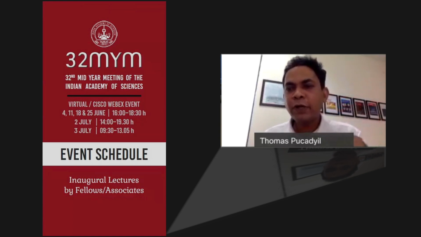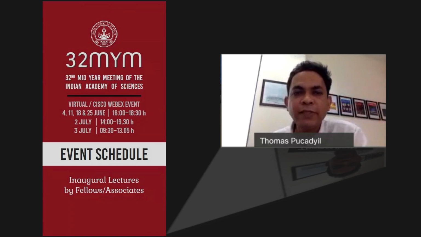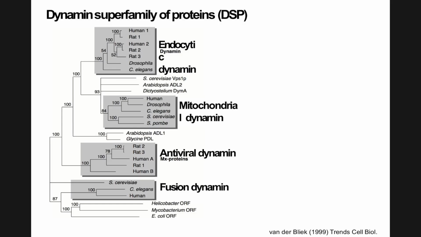Sort of as a proof of concept, I'll just take you through one aspect of our work. We've been looking at this family of proteins, which are referred to as dynamins. You find dynamins present even in bacterial species, and over the course of evolution, they've expanded in size in terms of the diversity of functions that they carry out. But in terms of function itself, you can categorize them into four superfamilies.